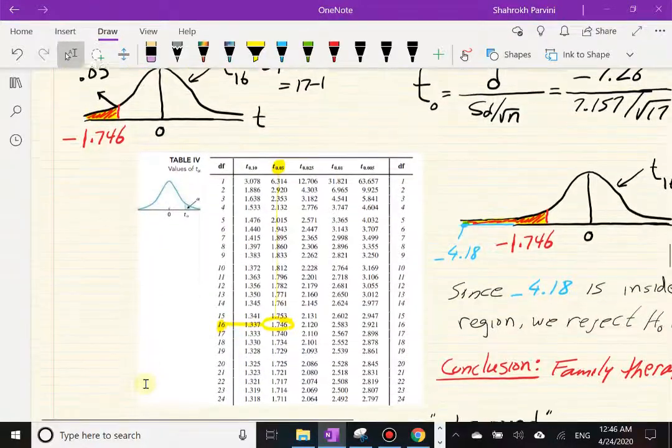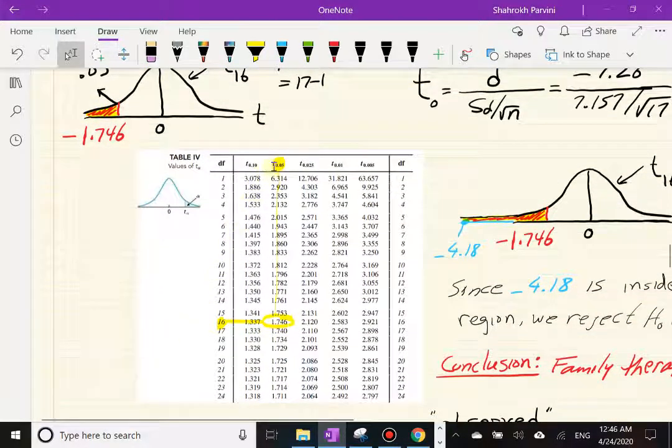And again, here's how I got that number. I went to t of 0.5, 16 degrees of freedom, and 1.746. That gives me the right tail area. But by symmetry, the left tail should be the same, only negative t-score. So next, we're going to do our test statistic.